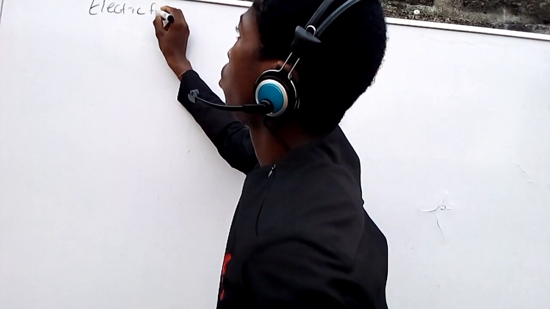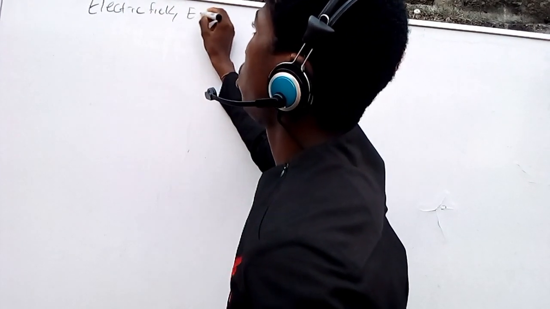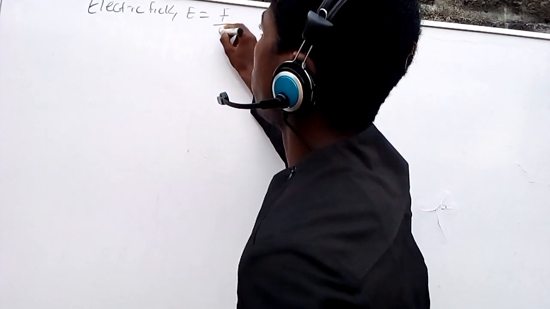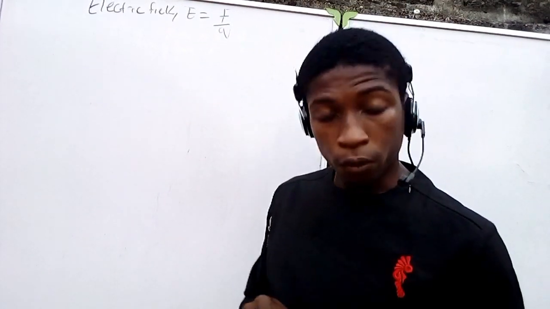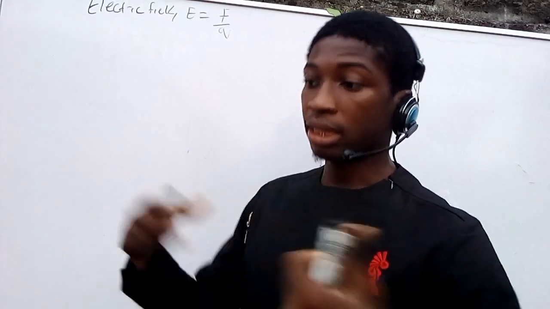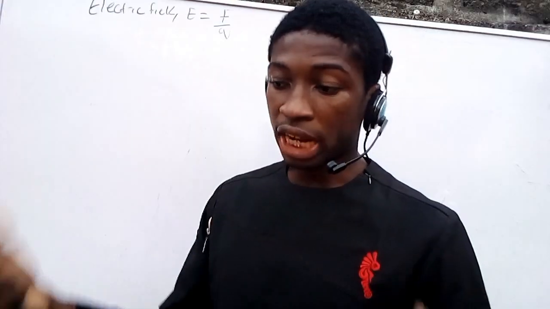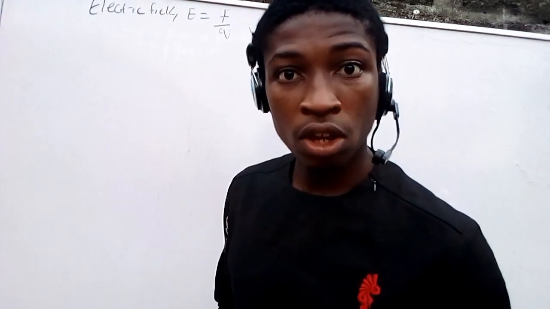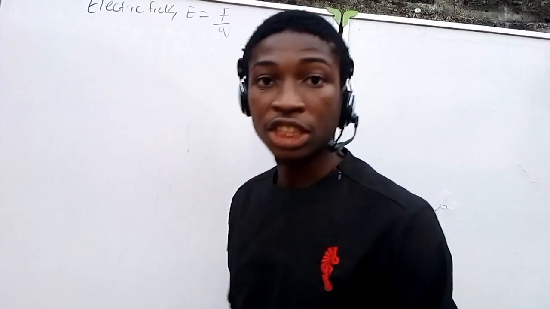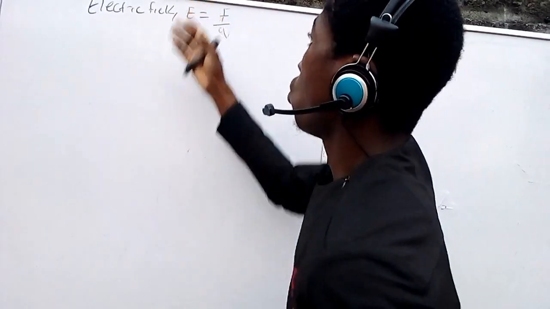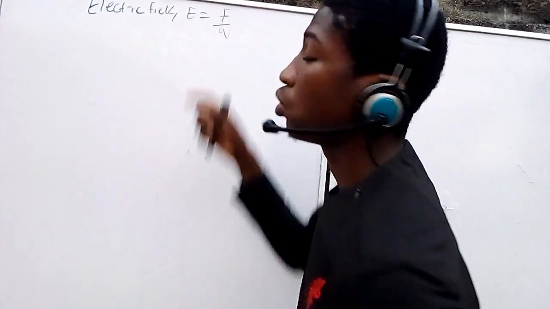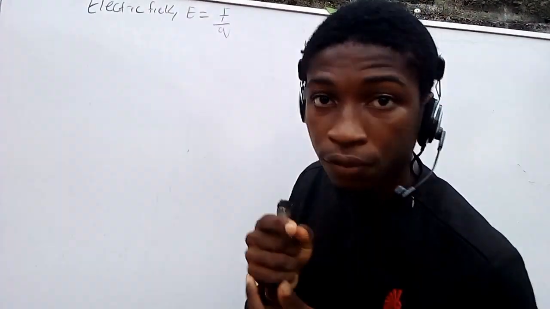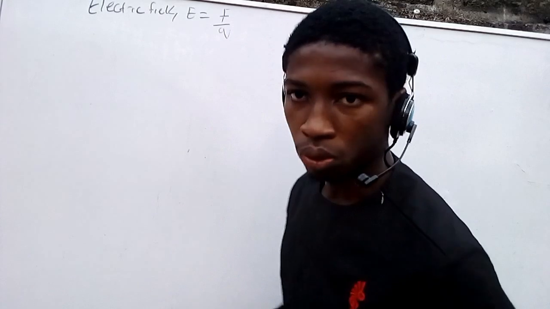Electric field E is equal to force over charge. Yes, electric field E is equal to what? Force over charge. The force exerted on a charge, or the force that a charge experiences when it is in an electric field. So electric field is equal to force over charge. Now what will be the unit? Force is in Newton, charge is in Coulomb. So therefore the unit of electric field is Newton per Coulomb.